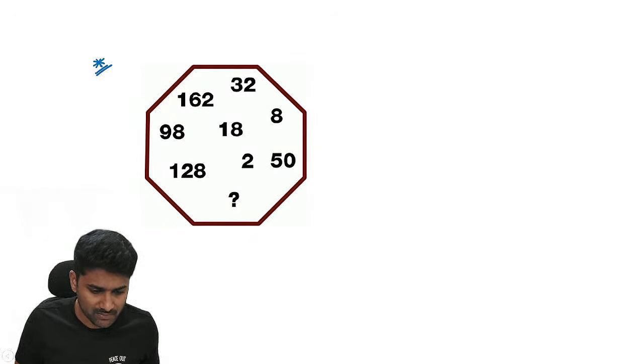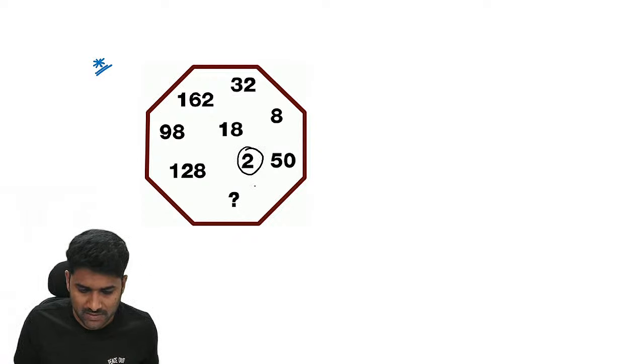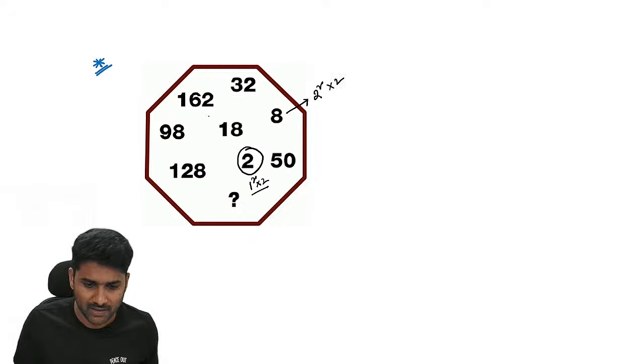See, observe all the numbers. You can see 1: square of the number and double. In the same way, you can check with this number 2: square and double. Next one, 3: square and double. 3 square is 9, 9 into 2 is equal to 18.